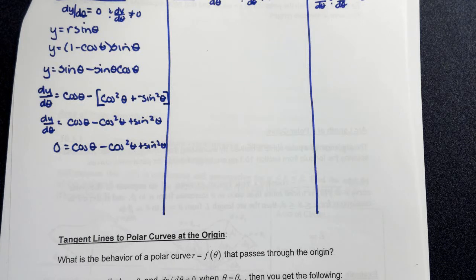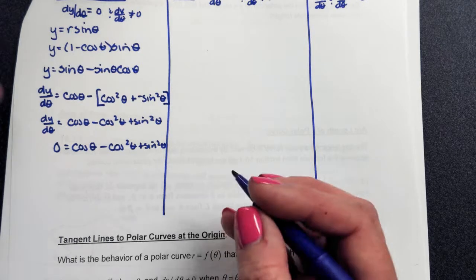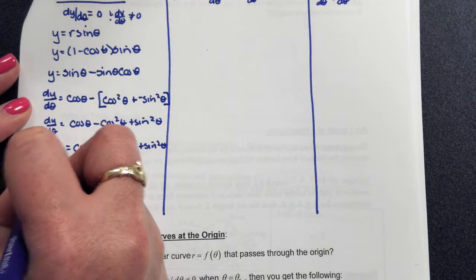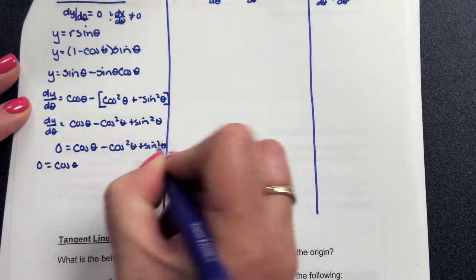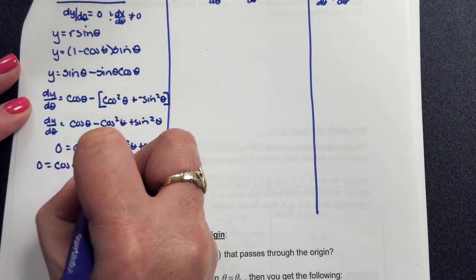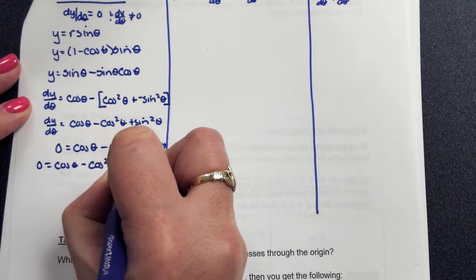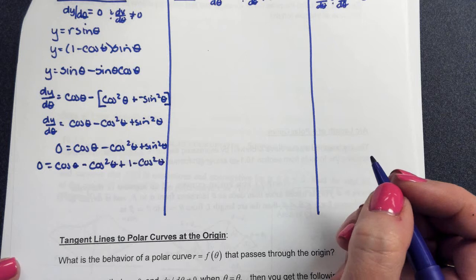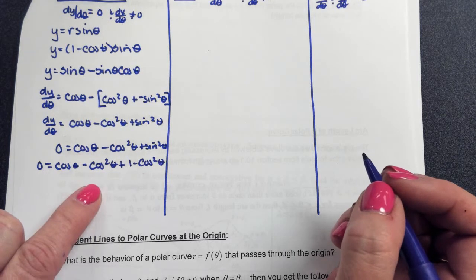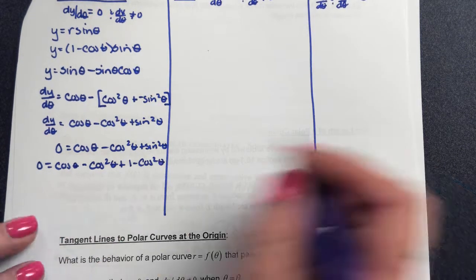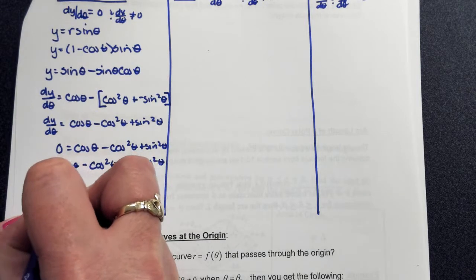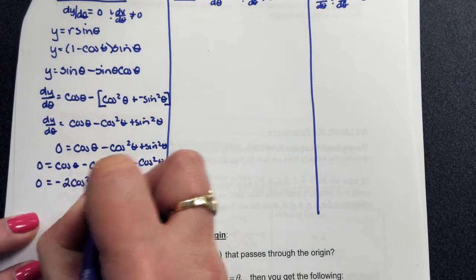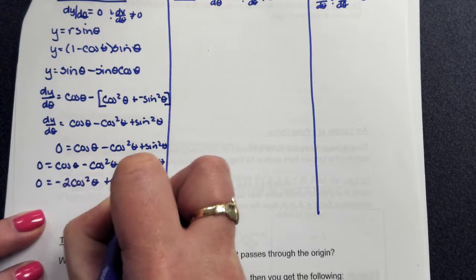Is there a way that you can get rid of this sine squared? Exactly, use your Pythagorean identity, take out your sine squared and replace it with a 1 minus cosine squared theta. Combine your like terms. I have a negative cosine squared theta and a negative cosine squared theta. So 0 is going to be equal to negative 2 cosine squared theta plus cosine theta plus 1.